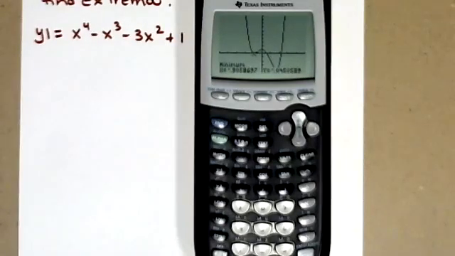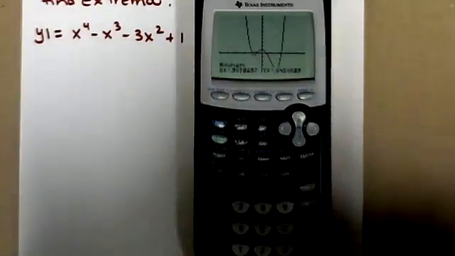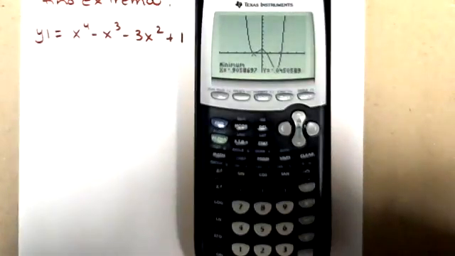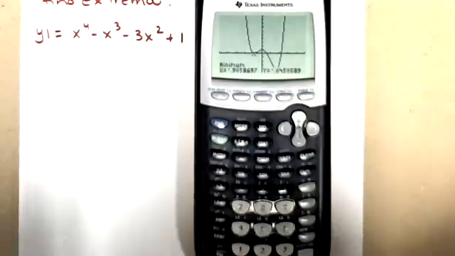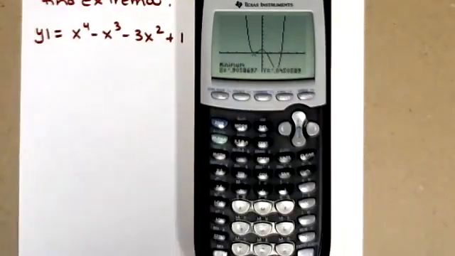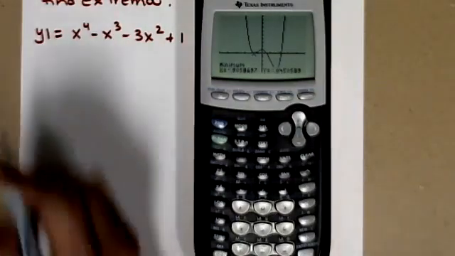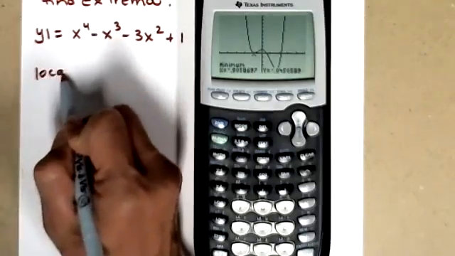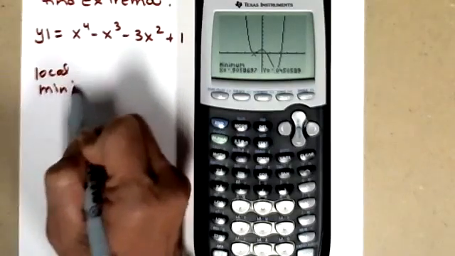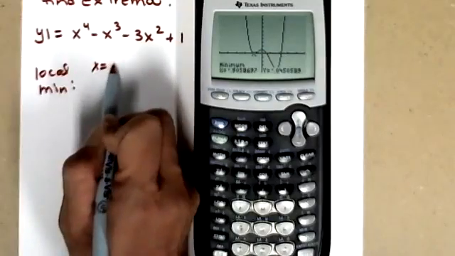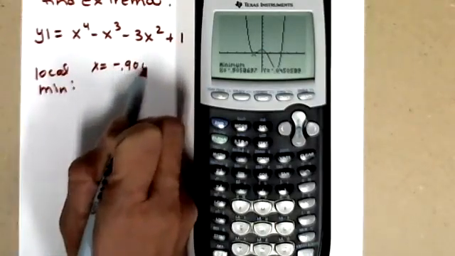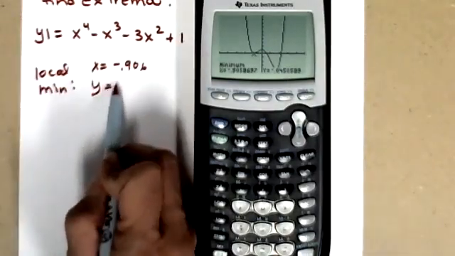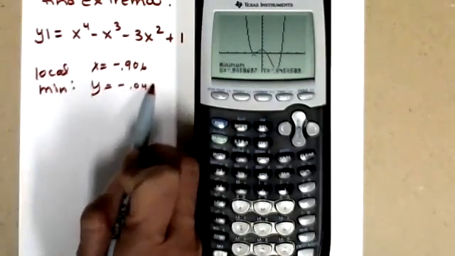Your calculator's going to think about it and spit out, I'm going to try to read, the minimum value is, I don't have my glasses, negative 0.045, and it occurs at x equals negative 0.906 if we round. So let's see, local min, x equals negative 0.906, y equals negative 0.045.